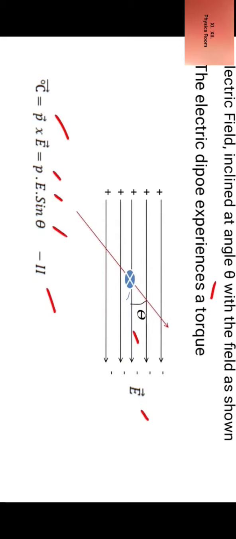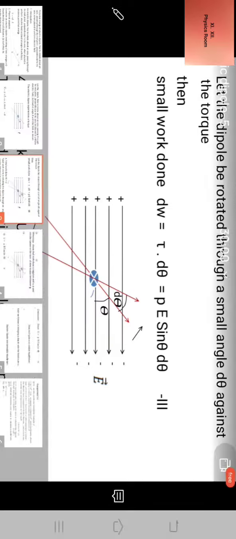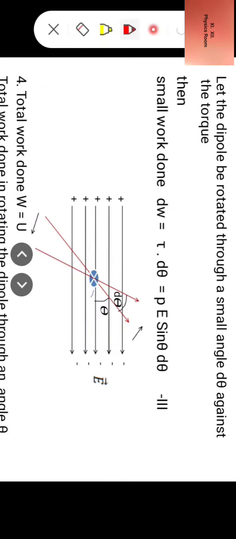Let the dipole be rotated through a small angle d theta against the torque. Then small work done dW is equal to tau into d theta, which is equal to mod P mod E sin theta d theta. Mark it as equation 3.